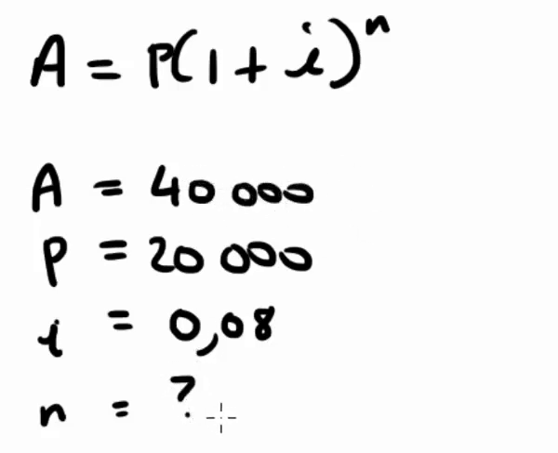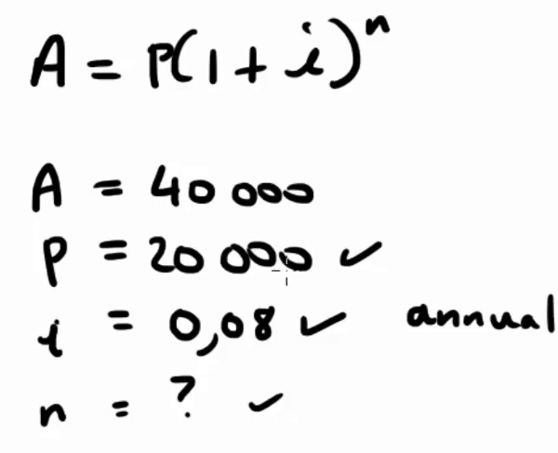Question is, how long would it take? And remember, we're working in years here. And it's compound interest. Okay, Shane invests 20,000 Rand into an account paying 8% interest per annum, compounded annually. So it's an annual interest rate. How long will it take for the investment to double, to reach from 20 to 40,000 Rand?